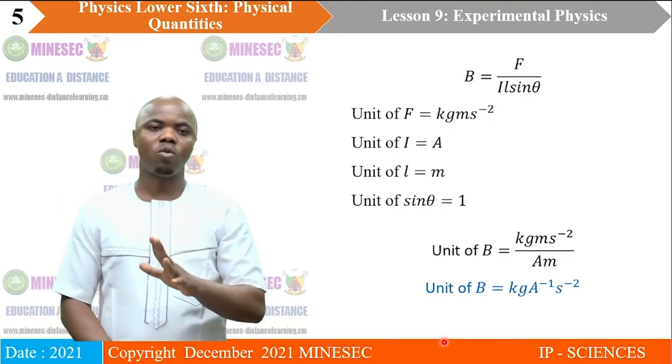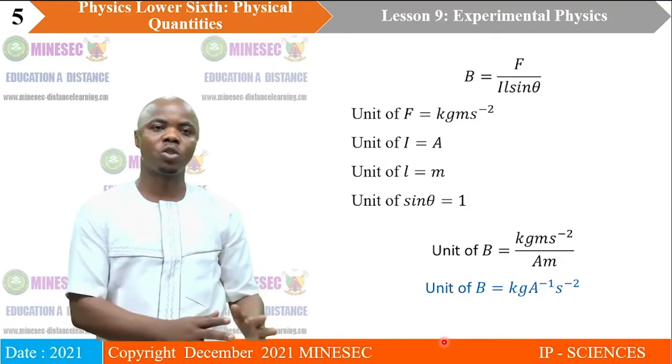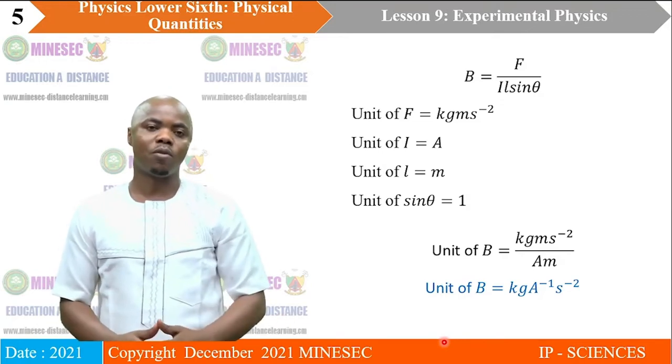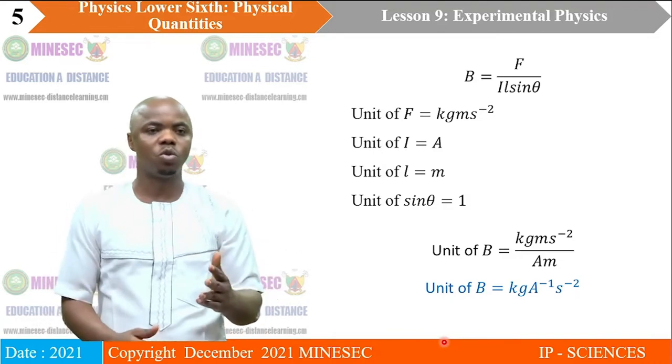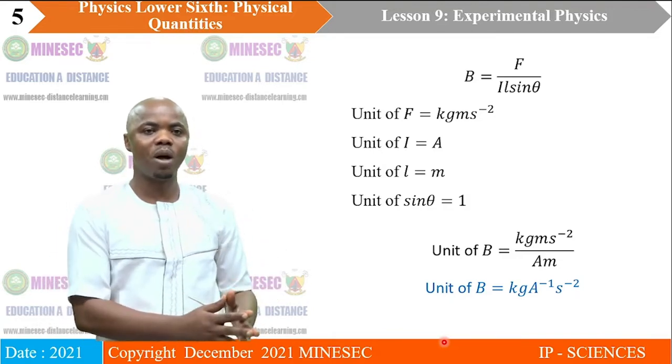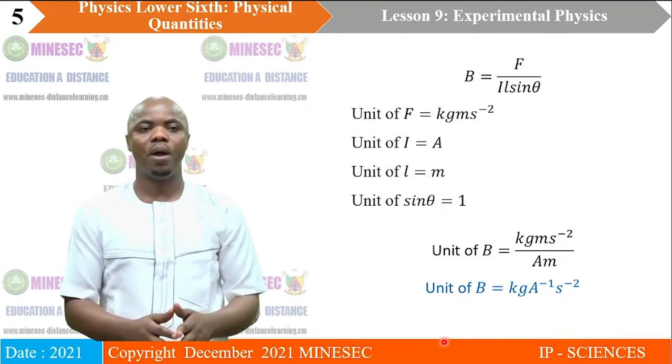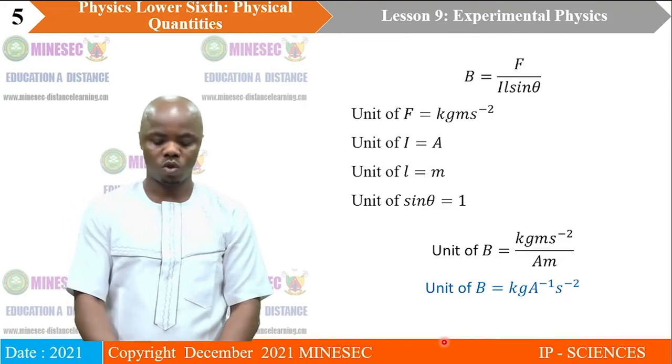It is very important to arrange your units from positive powers to negative powers. So for example, I cannot say per ampere, kilogram, second to the minus 2. No, I start with positive powers: kilogram, per ampere, per second square.